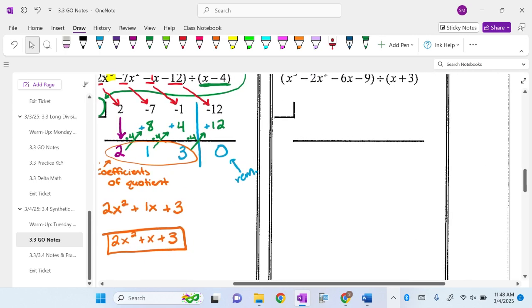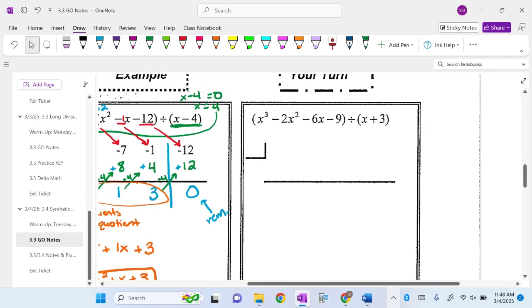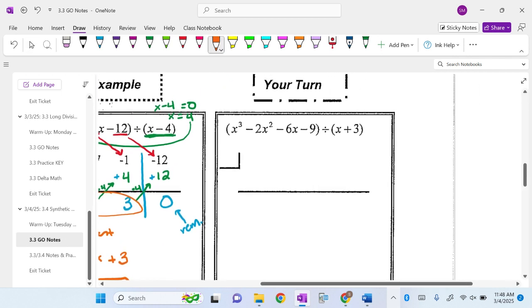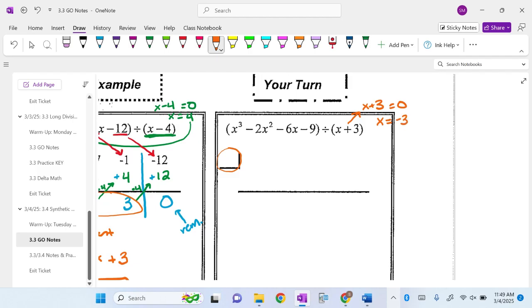So let's try another one. So this time they gave us kind of the graph, but they did not set it up for us yet. So we need to set it up. So first things first, we need to find the root that goes here. So again, you set x plus 3, or whatever you're dividing by, equal to 0 and solve for x. So what's x equal to? X would be equal to what? 3. Not 3. -3. If you solve for x, you'd subtract the 3 over. X is equal to -3. So that's what we're going to put right here.